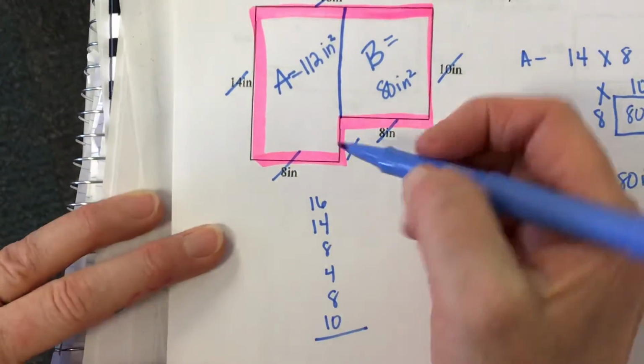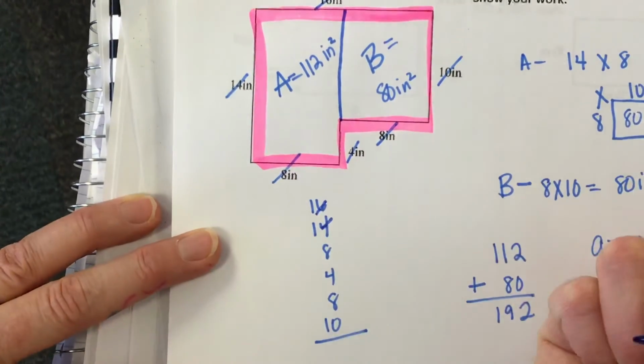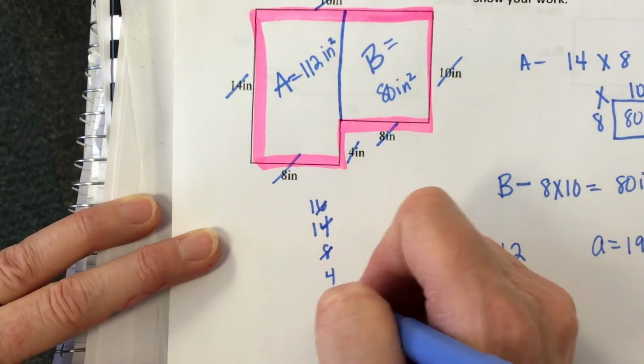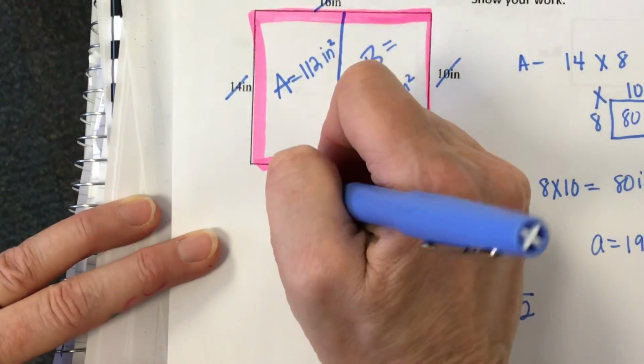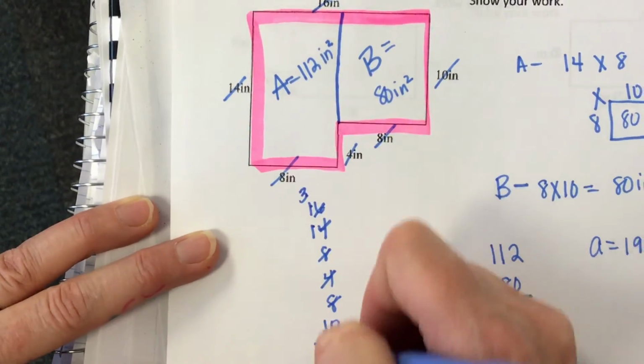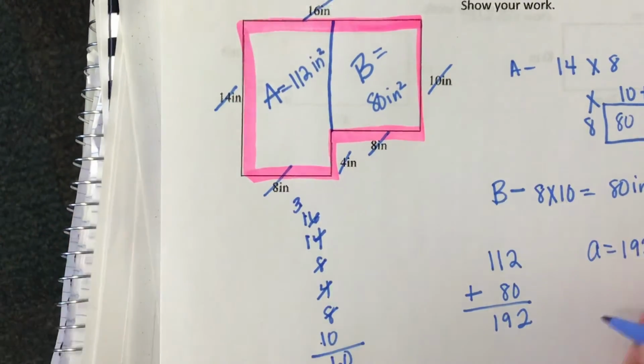I think it's all. Okay, so 6 and 4 make 10. 8 and 8 makes 16, so that's 26 plus 4 makes 30. 3, 4, 5, 6. 60 inches.